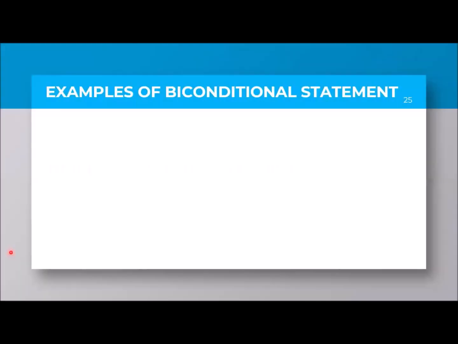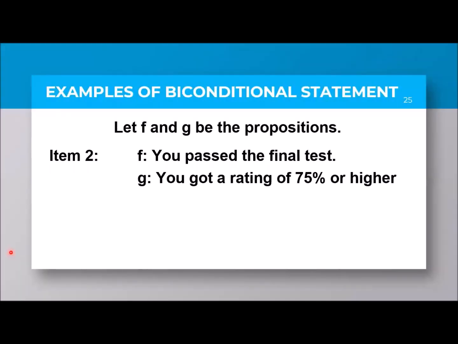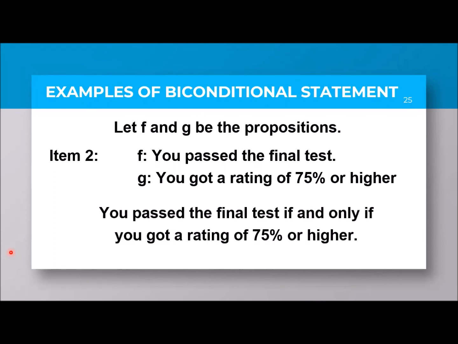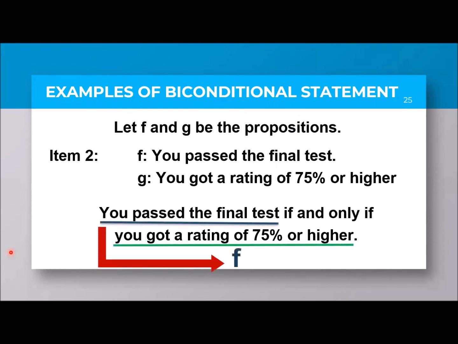Let's have the last example. Let F and G be the propositions. F, you passed the final test. G, you got a rating of 75% or higher. You passed the final test if and only if you got a rating of 75% or higher. What do you think? Very good. That is, you passed the final test. That is letter F. You got a rating of 75% or higher. That is G. If and only if is a double-headed arrow.